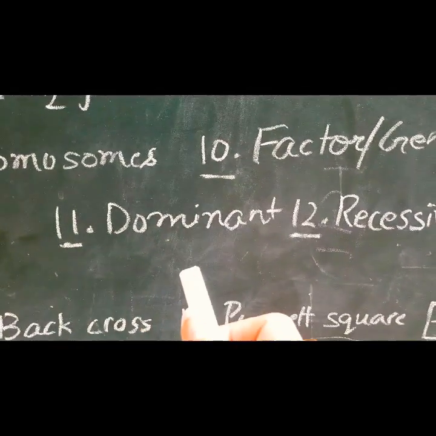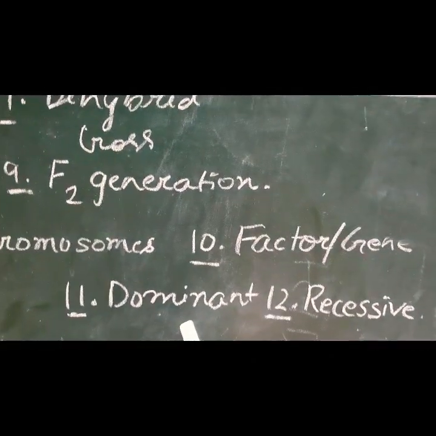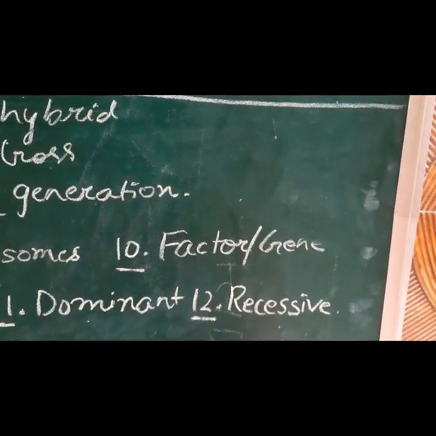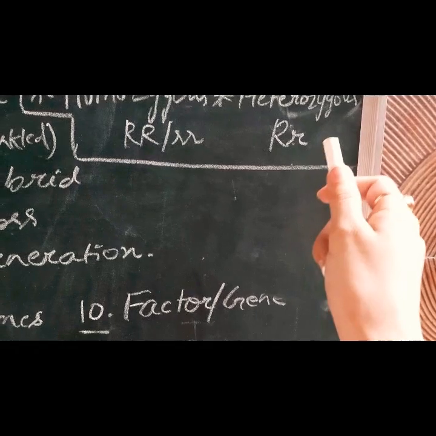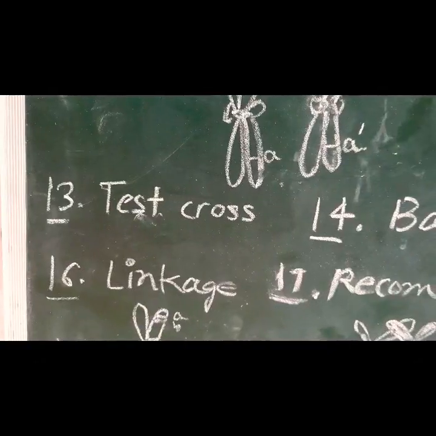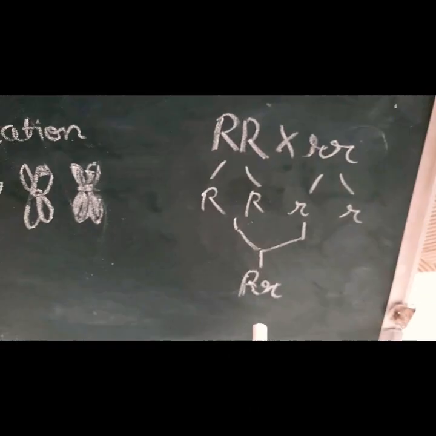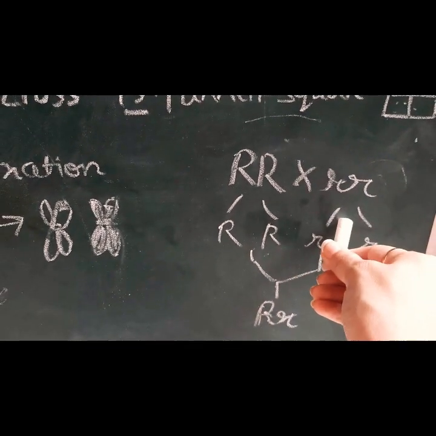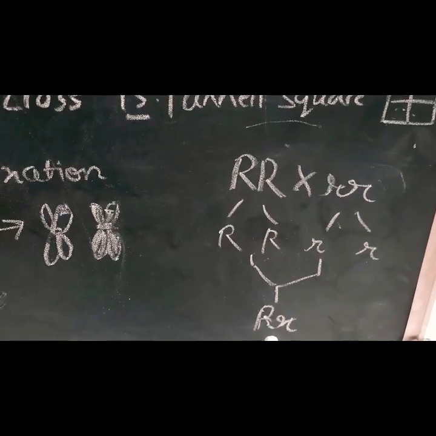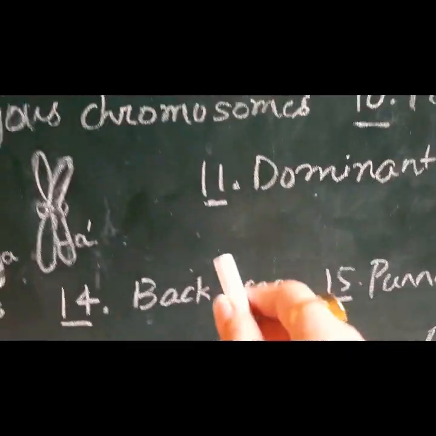So the gene which is able to express itself in the heterozygous condition is known as dominant gene and it is represented by a capital symbol, while the gene which is not able to express itself in the heterozygous condition is known as recessive gene and it is represented by a small symbol. Next term is test cross. When we cross the F1 generation with one of the recessive parent, this is known as test cross. When we cross the F1 generation with either of the parent, this is known as back cross.